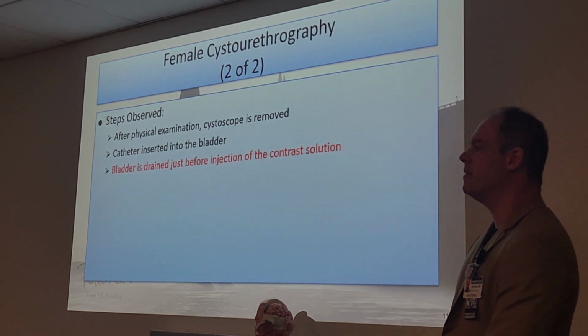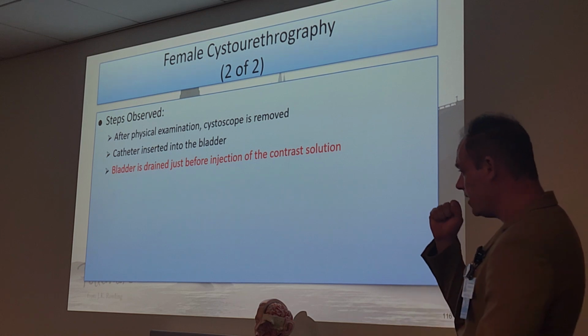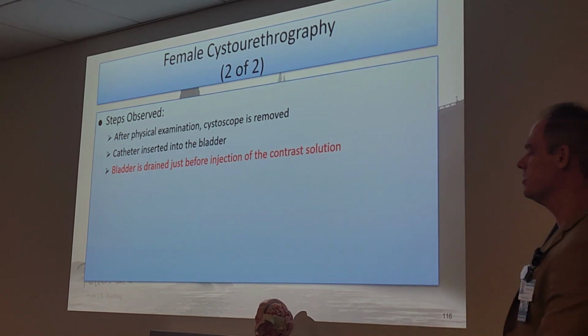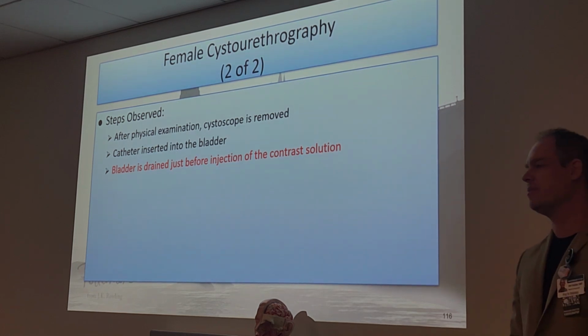So for females, after a physical cystoscope is removed, a catheter will be inserted into the bladder. The bladder is drained just before you inject the contrast solution. And it's simple as that. So for females, you don't need to put them in an oblique. You just keep them AP, because the female urethra is very, very tiny, very short. You can see it just fine on an AP exam.